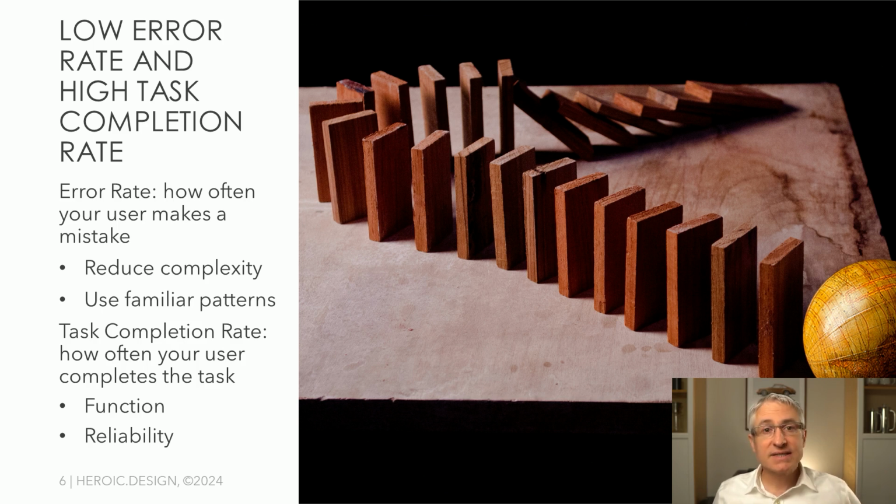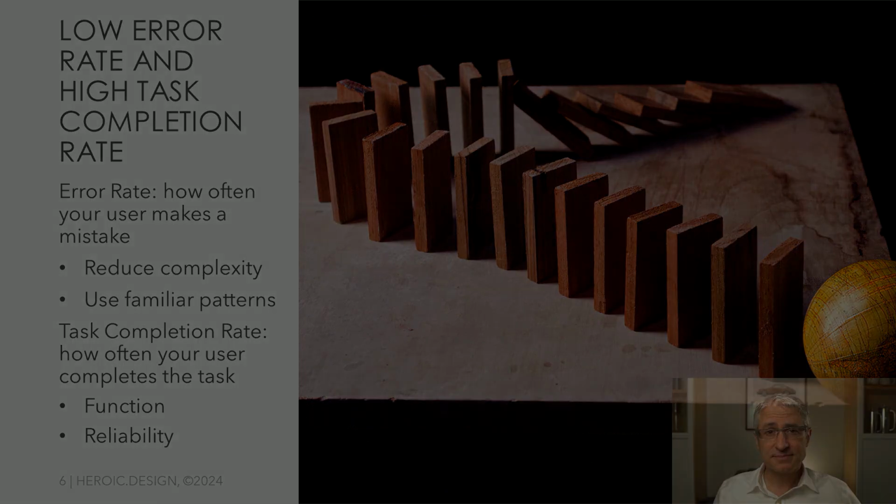Task completion rate is how often your user completes the job. A great stapler works 100% of the time, but they are hard to come by. To solve these issues, focus on function and reliability. Every time your user steps up to your design, you must help them get the job done. So these criteria are maybe the most important usability criteria. Users will abandon a design that doesn't get the job done.